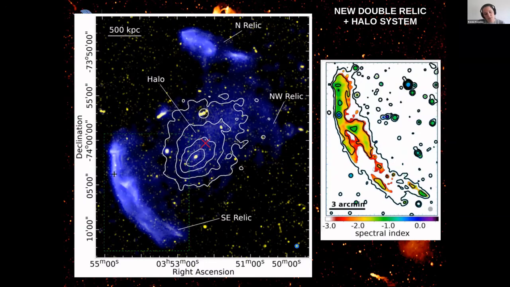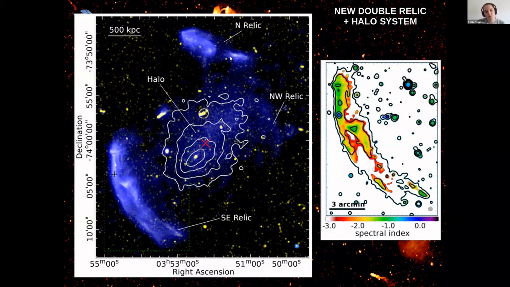Here's an example of one of the ones that we found, which is a new double relic and halo system. Or it's actually multirelic. So you have a lovely strong relic to the southeast here with a lot of filamentary structure, and in the brighter regions we've been able to get reliable spectral index information, which can help study, obviously, the physics of this.